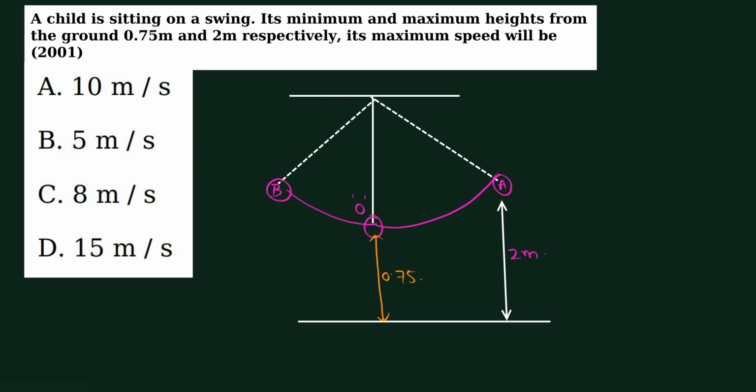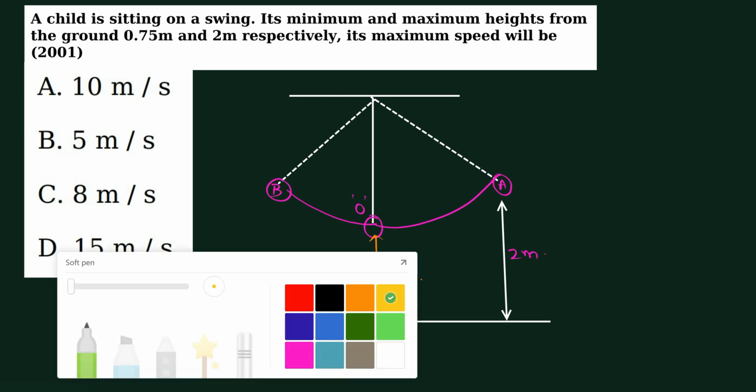Okay, when the swing moves from the maximum height to the minimum height, whenever the swing comes to O, that is where you will get the most velocity. In this question you have to find the maximum speed. Where will you get the maximum speed? At the position O, right? So now, the same concept has to be applied here also.